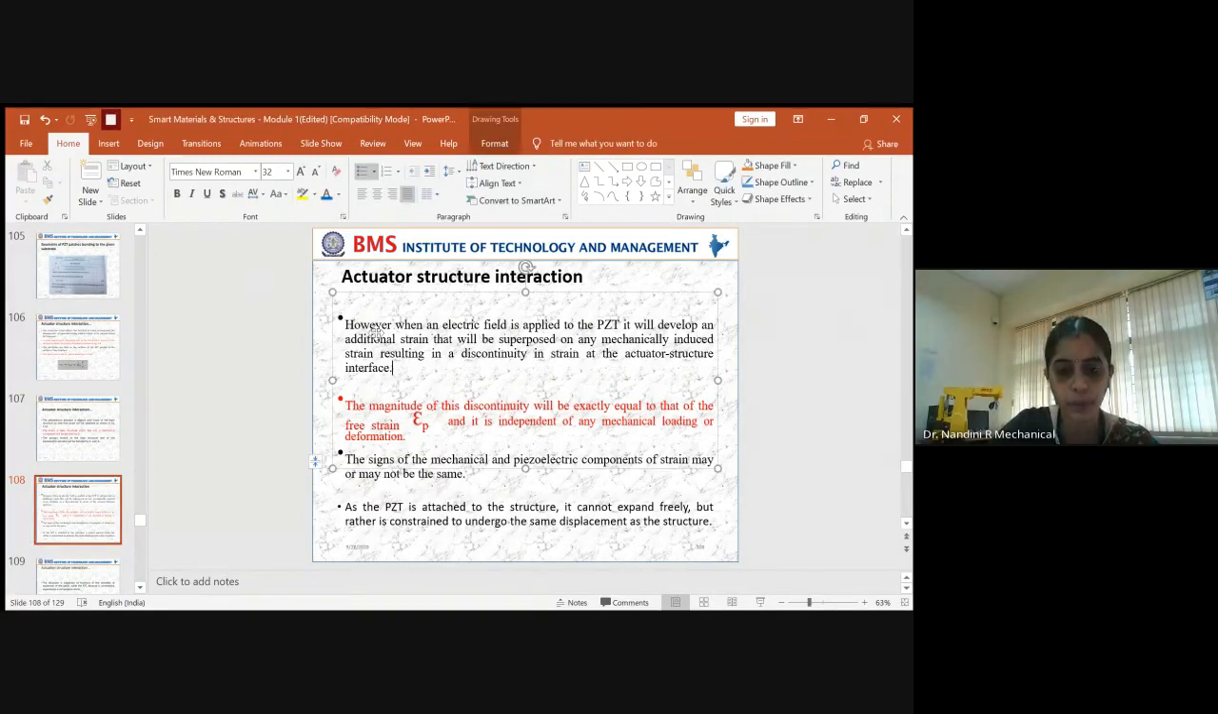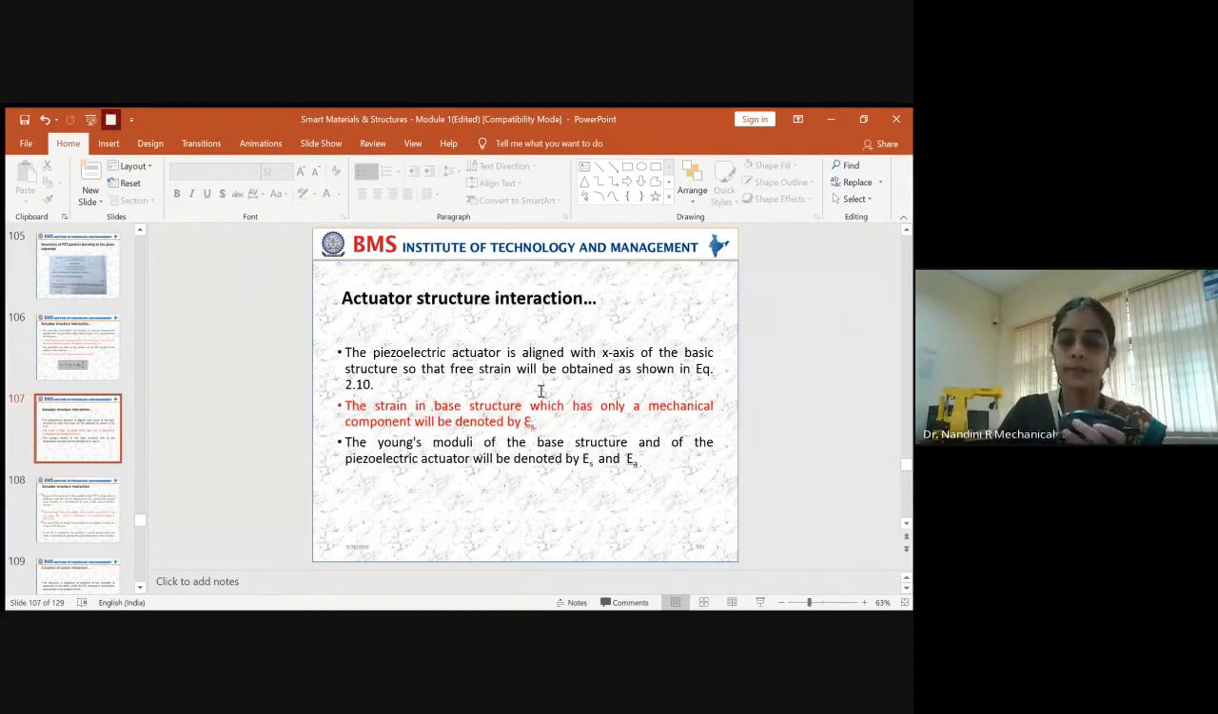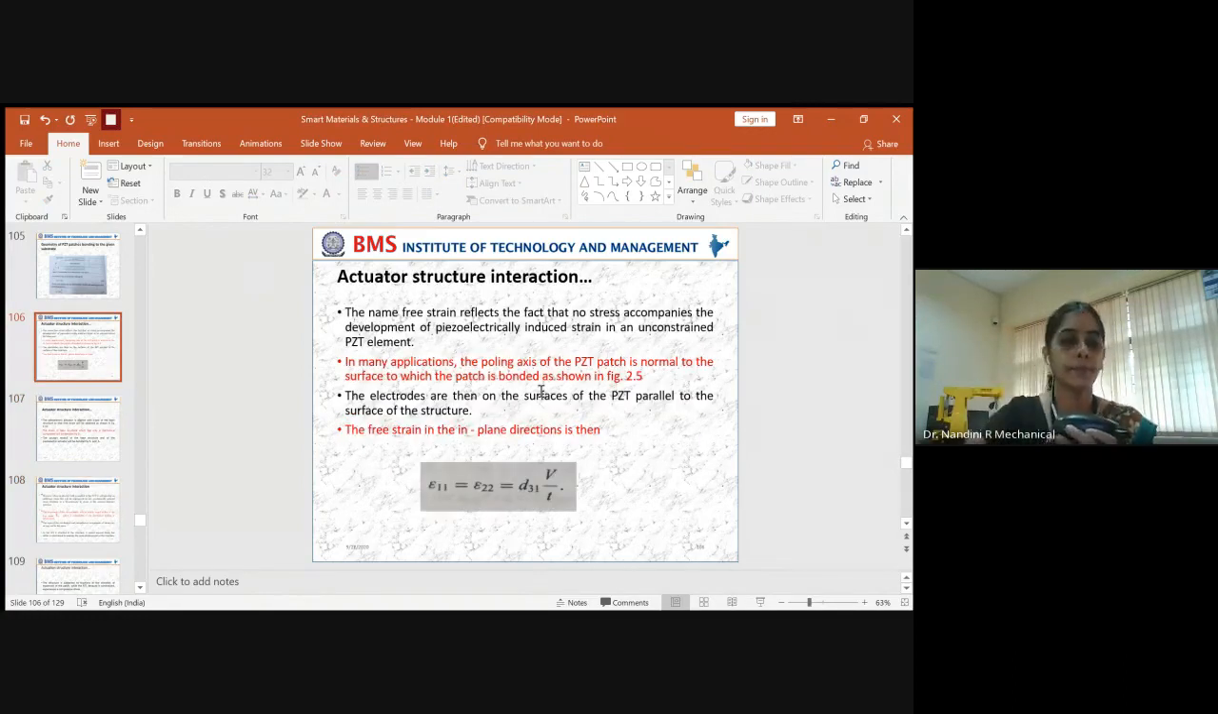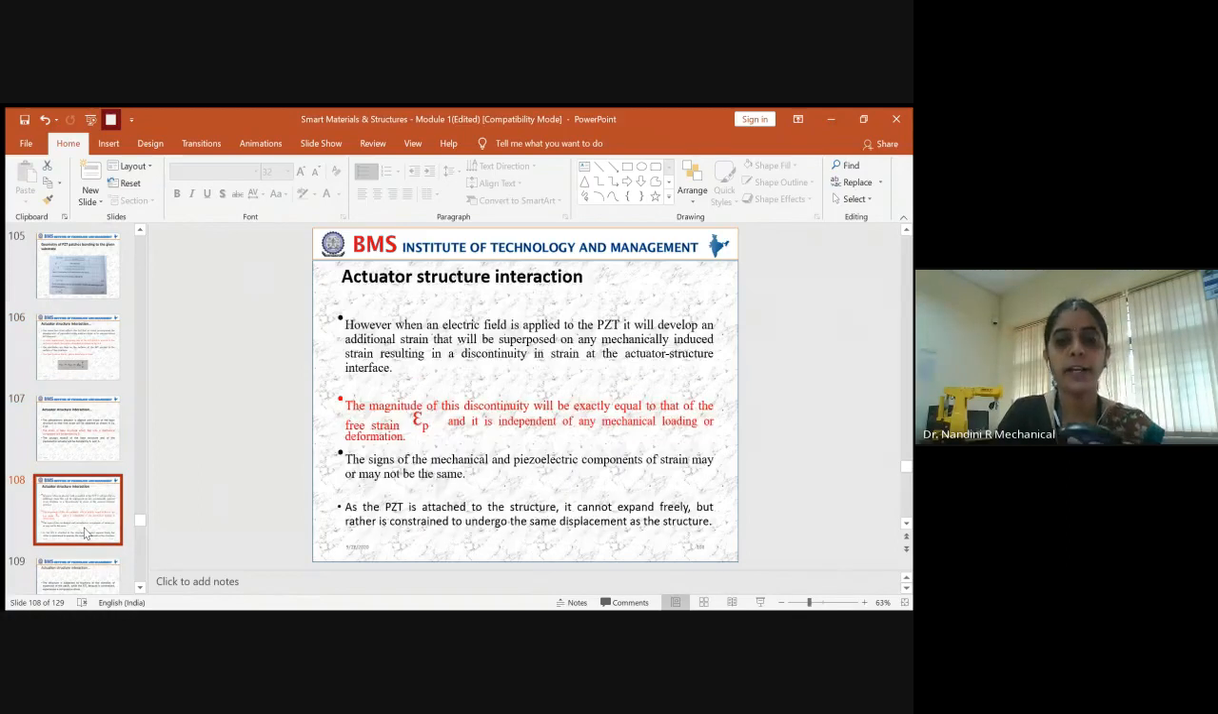So next, when you apply an electrical field to a piezo element, it will always develop an additional strain. What do you mean by this additional strain? Because it has been superimposed on a mechanical structure. Why? Because you'll have a structure and you'll have an actuator. So when you apply an electrical field across the piezo element, it will develop an additional strain because it has its own strain, what we call the piezo strain.